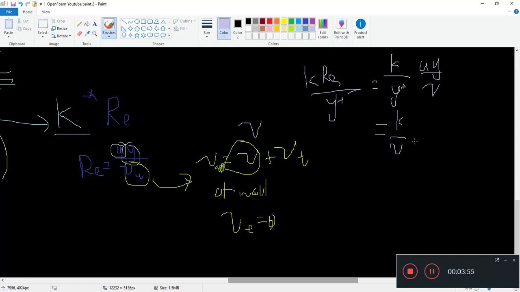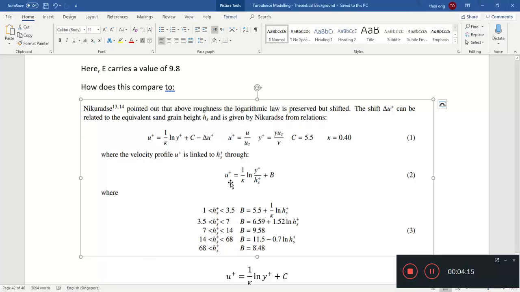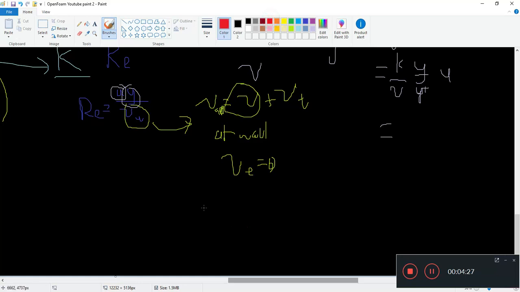I'll rearrange kappa over nu, y over y plus, into the velocity u. u is the local velocity, of course. So what is y over y plus? If we take a look back at our equation here, y plus equals y times u star, which is the friction velocity, u star is denoted u tau over here, over nu. So y over y plus is simply nu over u star.